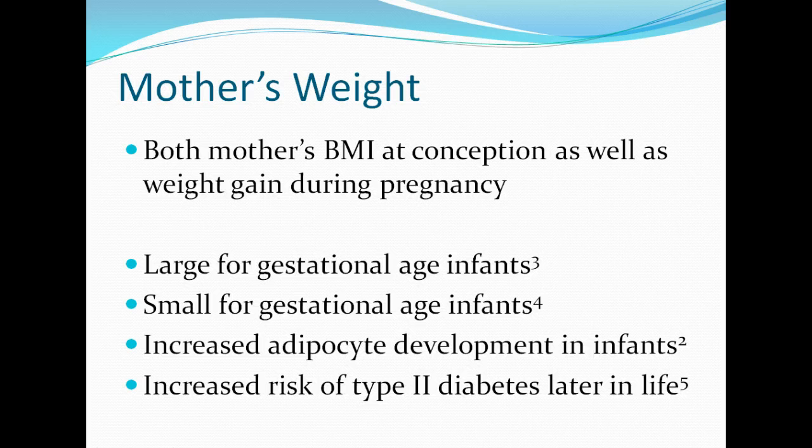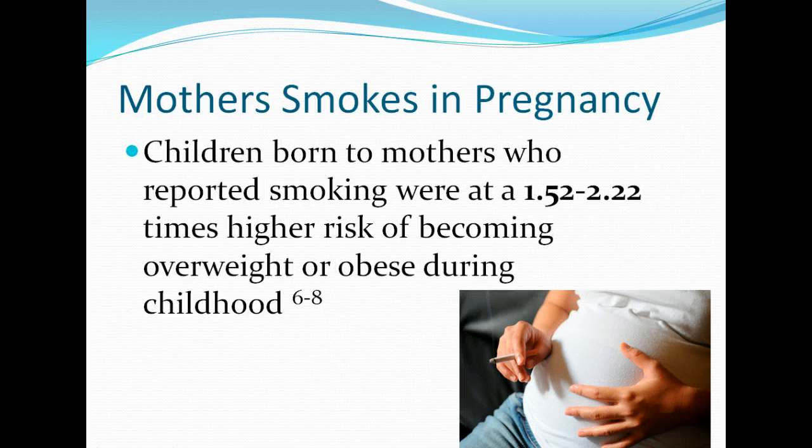When mothers have a large BMI, generally their infant will have an increased adipocyte development as well as an increased risk of type 2 diabetes later in life. This adipocyte development is the starting point for all adipocyte development throughout life. Now, a mother who smokes in pregnancy can also have an effect on a child's weight. Children born to mothers who report smoking were at a 1.52 to 2.22 times higher risk of becoming overweight or obese during childhood. Many of these women who smoke have small for gestational age infants who have to go through the catch-up phase, which may lead to this risk of becoming overweight or obese.